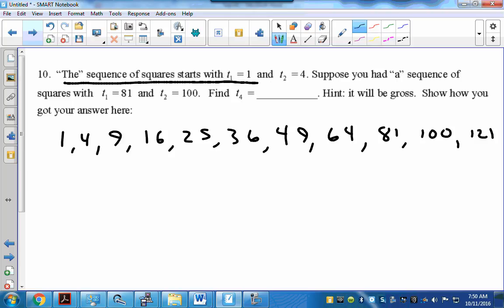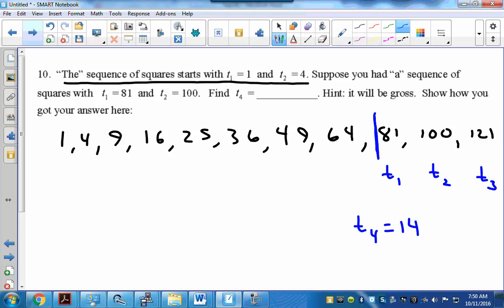Now, suppose you had a sequence of squares where you start with 81. So now we're starting right here. This is T sub 1, this is T sub 2, this is T sub 3, and your task is to find T sub 4, the next square. So T sub 4 is going to be 144. It's 12 squared. So basically you're deleting all of these and just starting with 81.